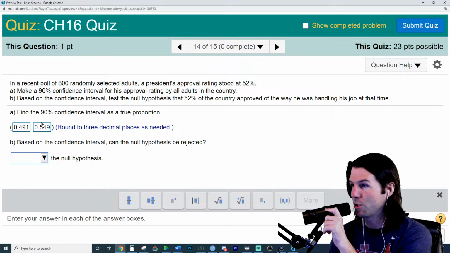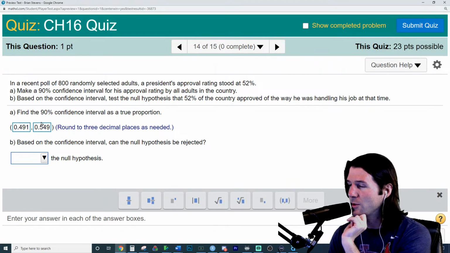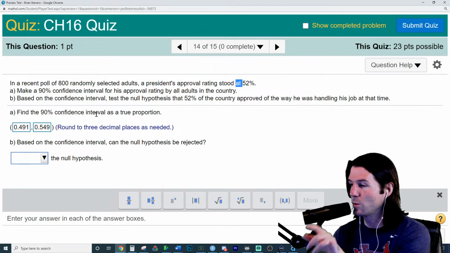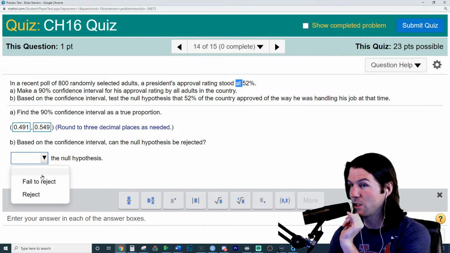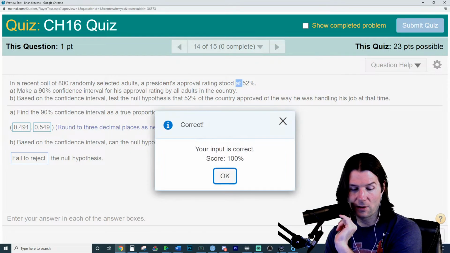P is the true proportion. Does it make sense, Miranda? I can do an example. I'll do an example question of that next if you want. Sure, yeah, I'll do that next year, Jonathan. We'll do a review of that. So we will fail to reject this because it's in the center of the interval.